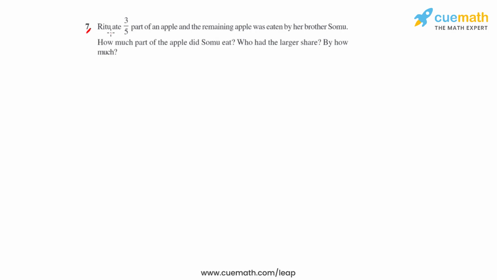Question number 7 says that Ritu ate 3/5 part of an apple and the remaining apple was eaten by her brother Somu. How much part of the apple did Somu eat? Who had the largest share and by how much?